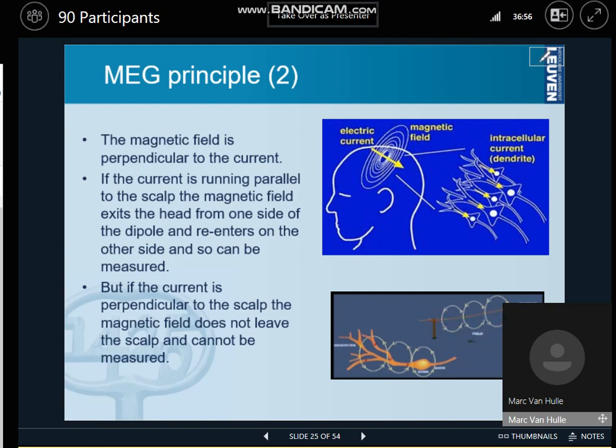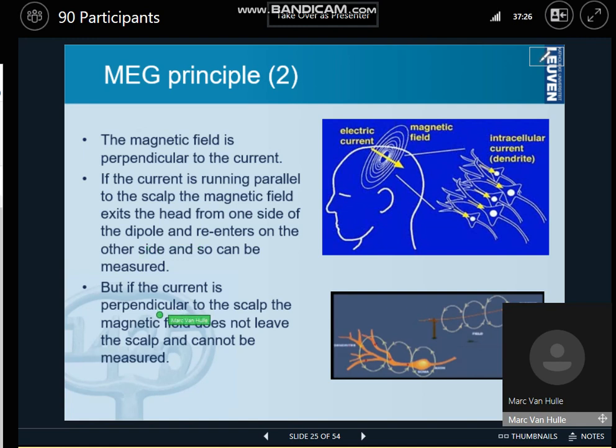And you have here at the bottom a telephone line. Of course, a telephone line has electrical current flowing, and the circles indicate the magnetic field. This is paralleled here by a pyramidal cell on the bottom, where you also see these flows. Of course, the current should be running parallel to the scalp, a bit as shown in the figure on the right, so that the magnetic field can exit the skull and be picked up.